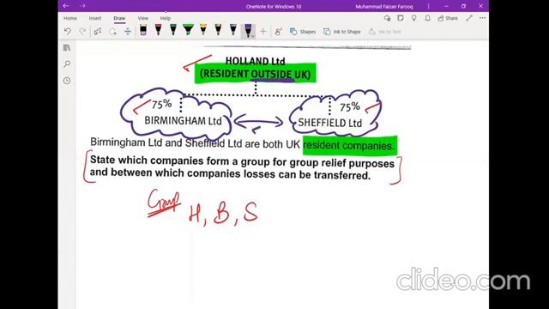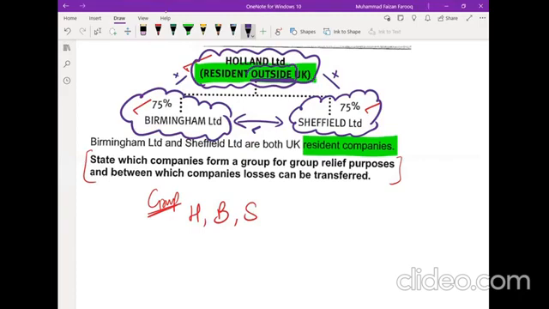Right. But Holland is the red zone. Why is it the red zone? Because it's a non-UK resident. So the loss cannot be shared. That is, Sheffield can share its loss to Birmingham, and Birmingham can share its losses to Sheffield, but they cannot share their losses to Holland, and Holland cannot share its losses to them, because Holland is outside the UK. Why? Because only UK resident companies are allowed to share losses.